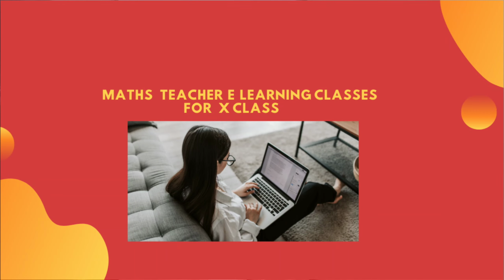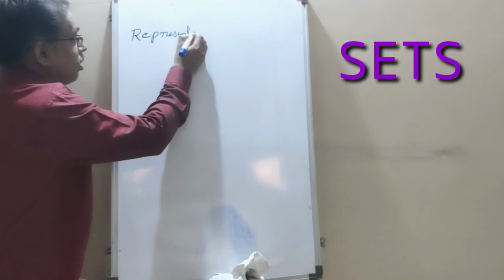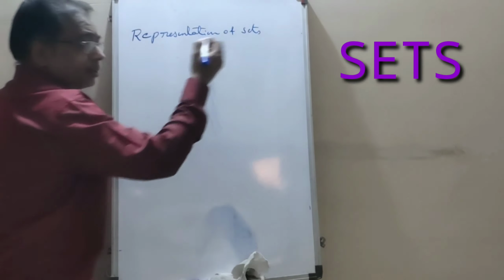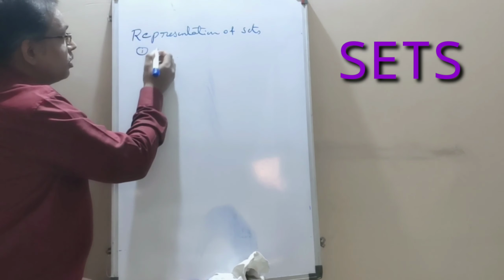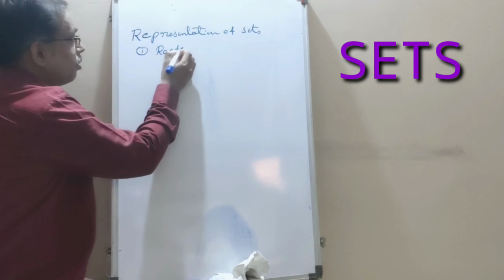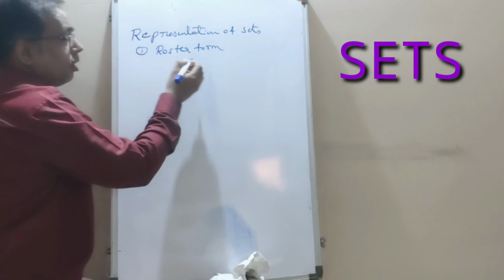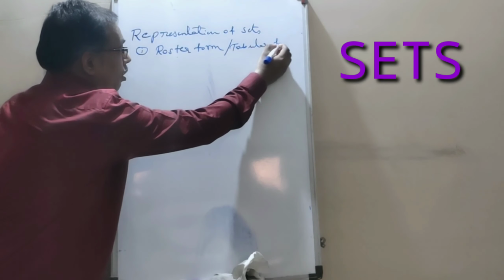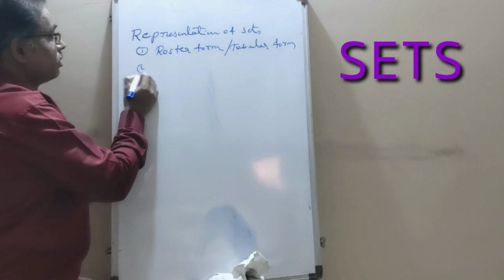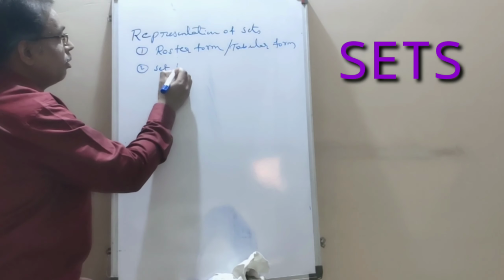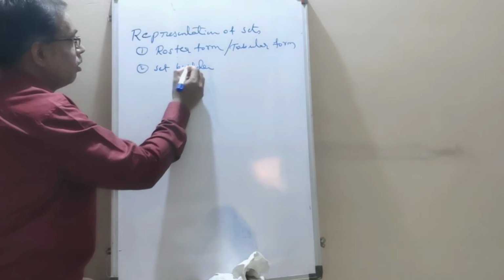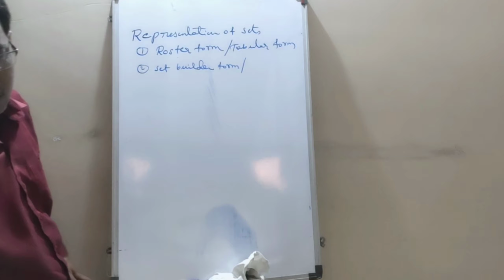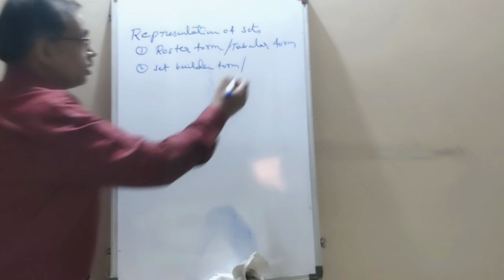Representation of sets. We have here one first method, it is roster form or tabular form, and the second is set builder form. Set builder form or rule form, or we can also know it as rule method.